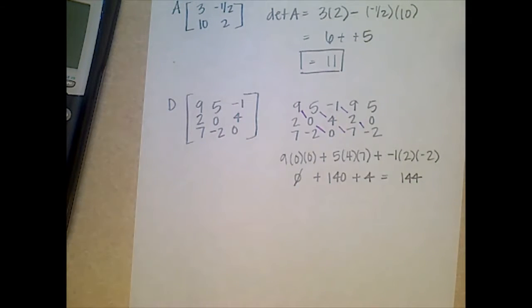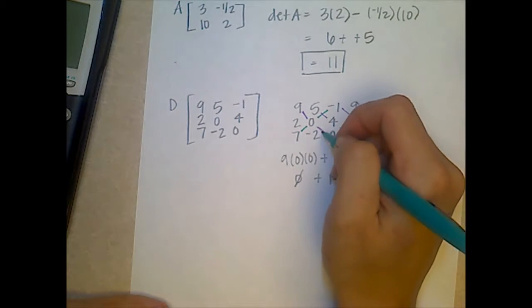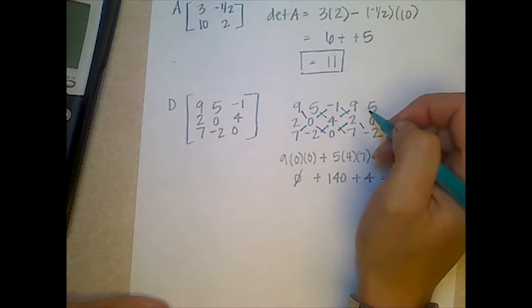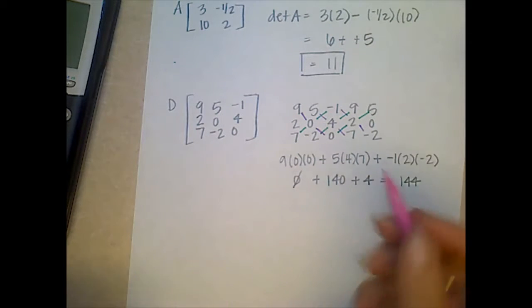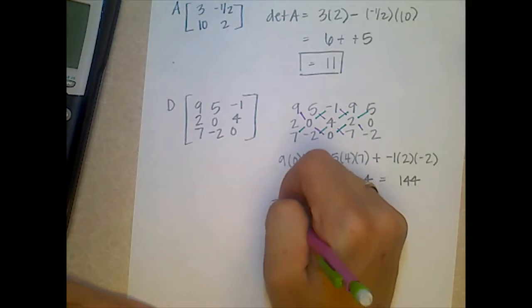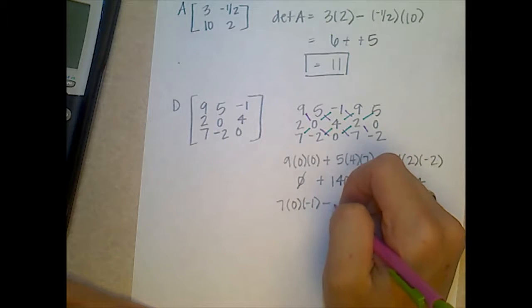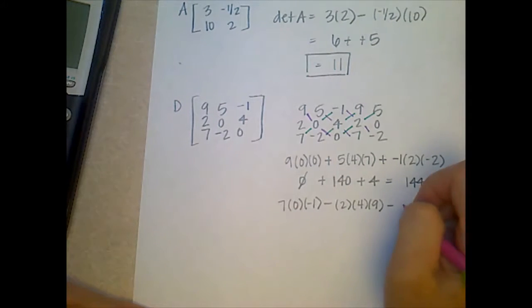Now we're going to do the opposite diagonal, and you're going to subtract that. Okay? So, here's the opposite diagonal. 7 times 0 times -1, -2 times 4 times 9, 0 times 2 times 5. Okay, so 7 times 0 times -1 minus 2 times 4 times 9 minus 0 times 2 times 5.